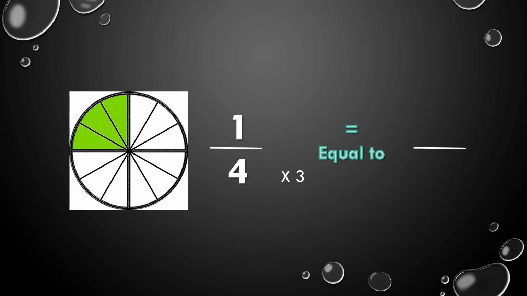So now instead of this whole circle being broken up into 4ths, we've tripled our pieces by multiplying by 3. And now we have 12ths, which means we're going to take this one piece right here, and we're also taking that 1 and tripling it into 3 equal pieces for our numerator. So 3/12 is the same as or equal to 1/4. And we know that 12 is a multiple of 4.